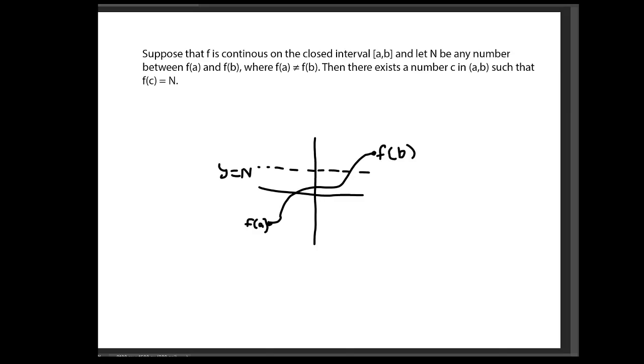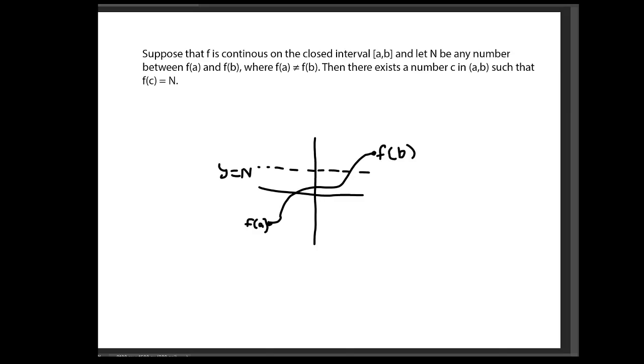So this is the definition of it. Suppose that f is continuous on the closed interval [a, b], and let n be any number between f(a) and f(b), where f(a) does not equal f(b). Then there exists a number c in (a, b) such that f(c) is equal to n.